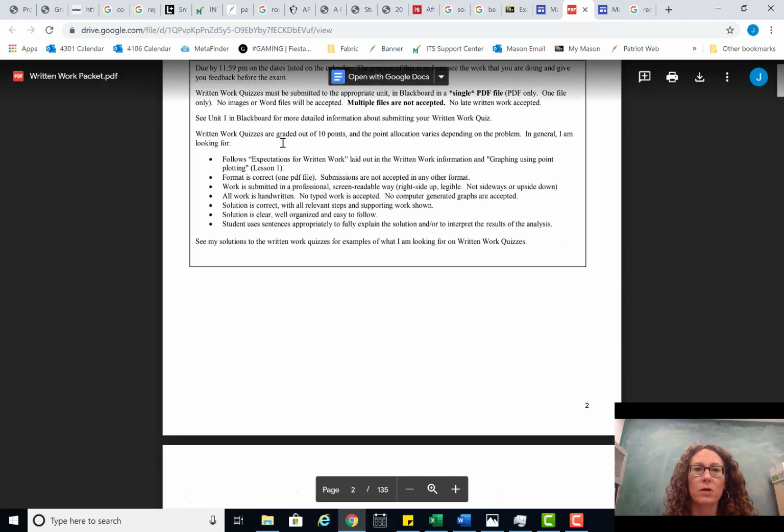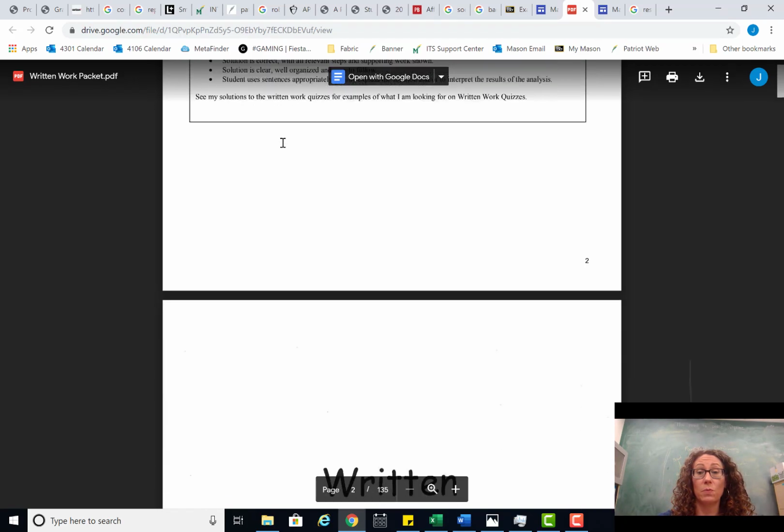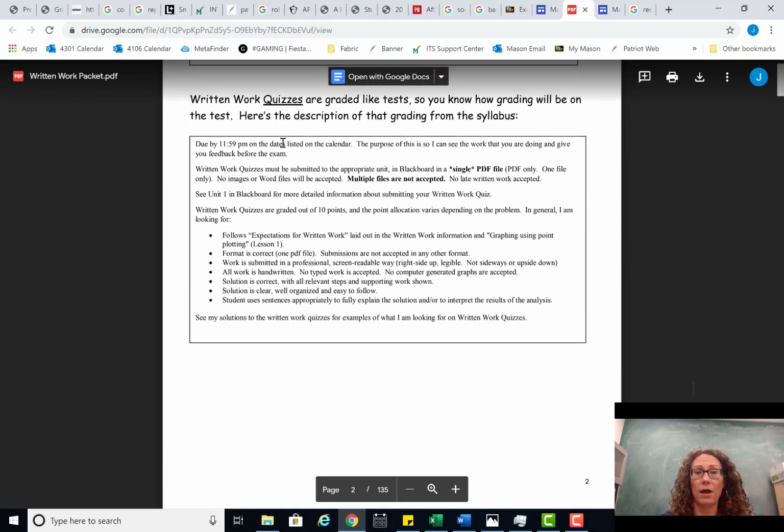Maybe I'll go over here. You have to submit it as a PDF file. That helps me grade it. No image files, you can't upload image files. Multiple files are not accepted, so you can't upload 17 different files or even 2 different files. Upload one thing. It can have multiple pages, so you can have a PDF file like this one that has multiple pages in it, but it's one file, right?